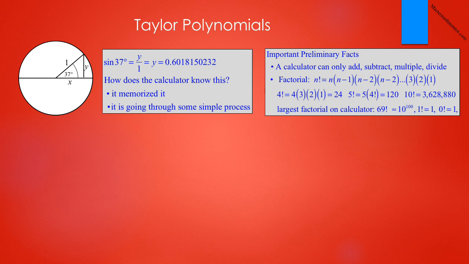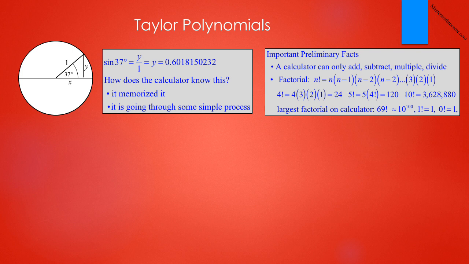Also, there's a fact used primarily in probability theory that students should know, and it's the concept of factorial. We define n factorial, written with an n and an exclamation point, as n times n minus 1 times n minus 2 times dot dot dot times 3 times 2 times 1. So 4 factorial is 4 times 3 times 2 times 1, which is 24. 5 factorial will be 5 times 4 factorial, which is 5 times 4 times 3 times 2 times 1, which is 120.